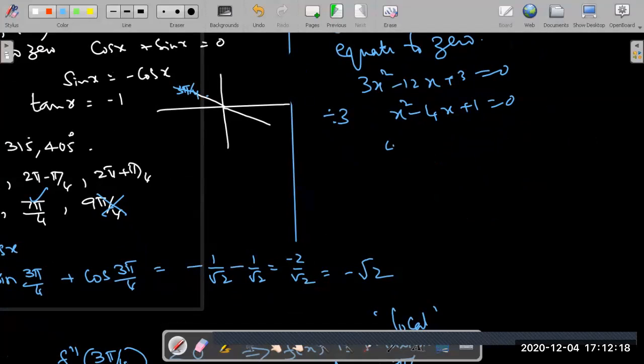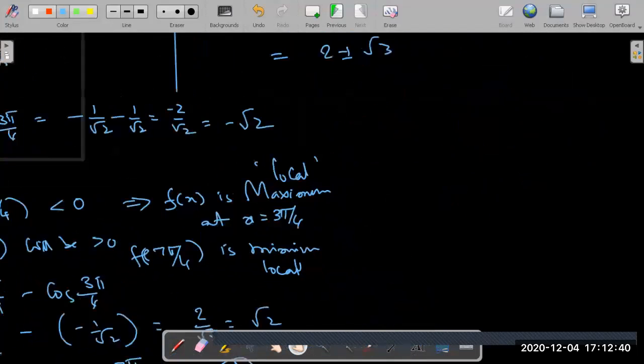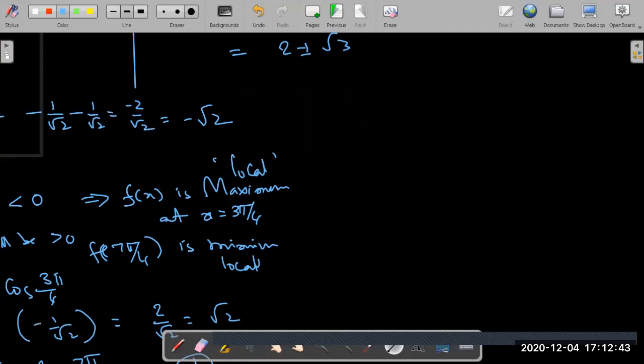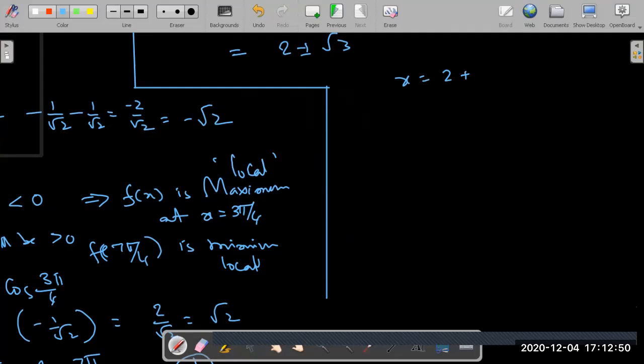So minus b, that means 4 plus or minus square root of b square minus 4ac. b square is 16 minus 4 divided by 2. It's equal to 4 plus or minus 16 minus 4 is 12. That means 2 root 3 divided by 2. So we have 2 plus or minus root 3. So these are the two values we need to be checking. So x equal to 2 plus root 3 and x equal to 2 minus root 3.